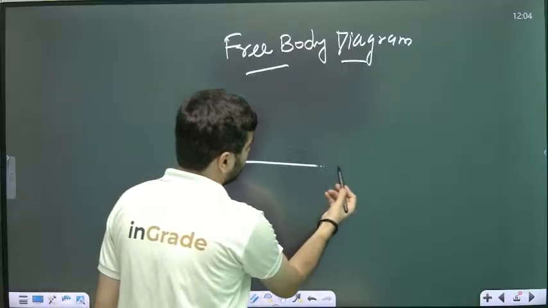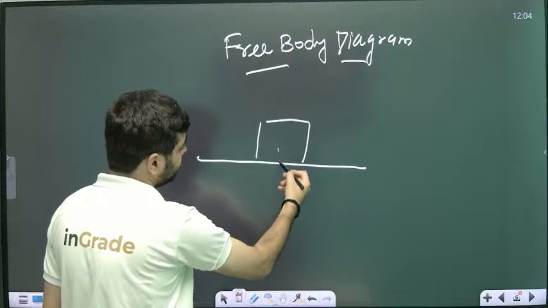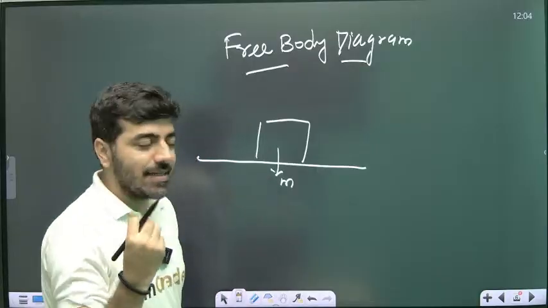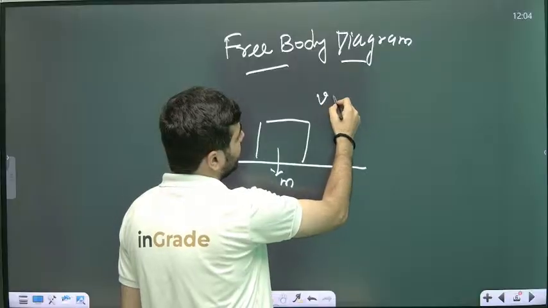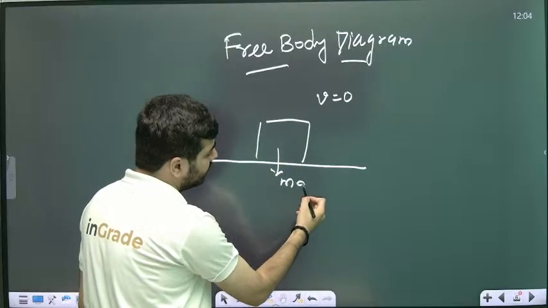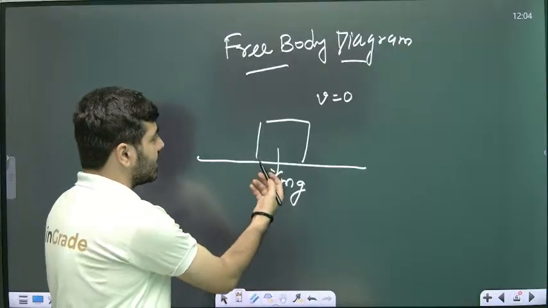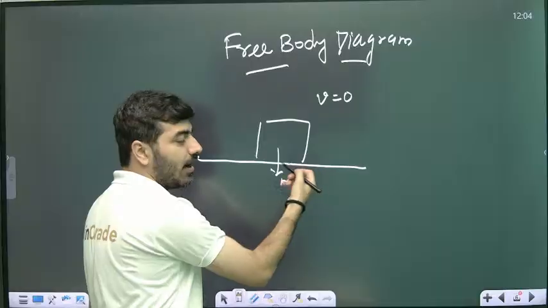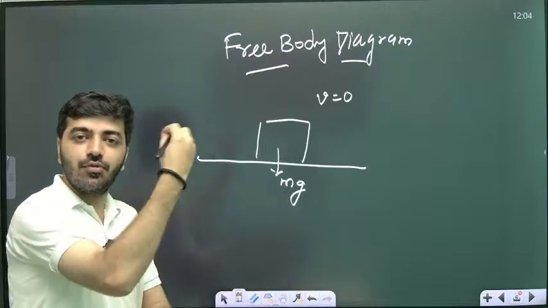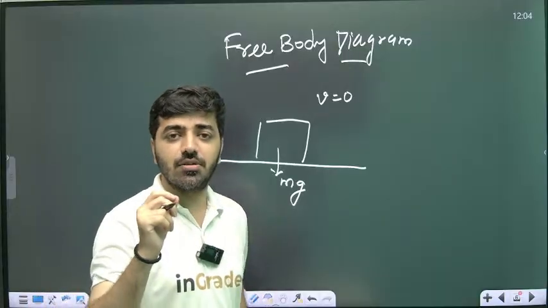Suppose I have a surface, let's say this is the earth's surface, and there is a mass m. Initially the mass is at rest, which means velocity is 0. The total weight of this mass will be mg. Then there is a reaction force because of that surface. Because of the mass, a force acts on the surface, and the surface applies a reaction force on the mass. That is the action-reaction force, because of Newton's third law.